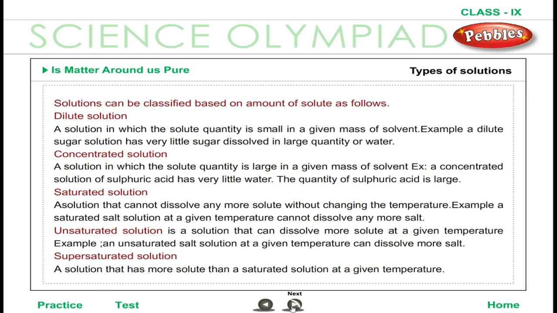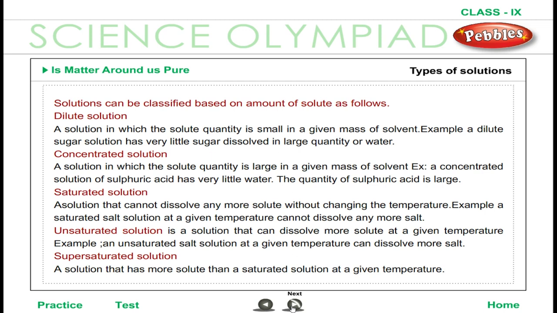Solutions can be classified based on amount of solute as follows. Dilute solution is a solution in which the solute quantity is small in a given mass of solvent. Example, a dilute sugar solution has very little sugar dissolved in a large quantity of water.